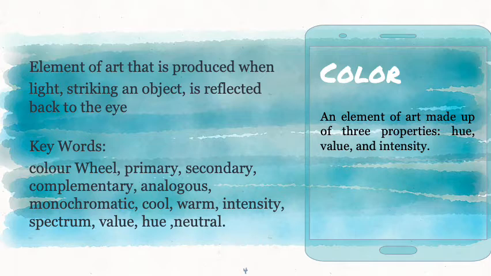And then of course the brain interprets what it received and returns the information, like, hey, that's a color, that's a blue color, that's a green color. So that's how we see color. To simplify it, colors are basically seen by light reflecting off an object. So that is color.